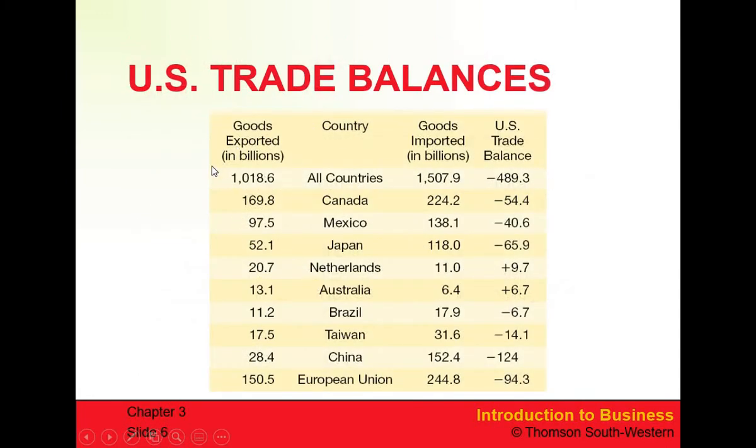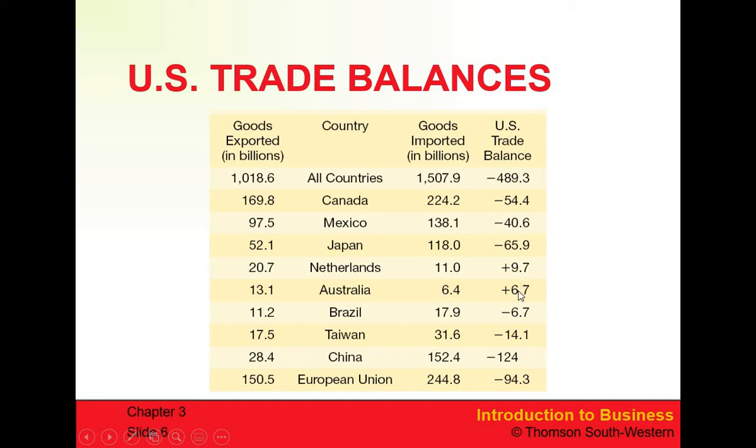This is some U.S. trade balances. Again, remember, this is slightly old, so these numbers are changing, but I would imagine they're fairly similar with regards to ratios. So you can see that we're negative with all countries, and this is probably in billions, like it says here. So we're negative 500 billion in a trade deficit, which means we're just spending way too much. Canada negative 54.